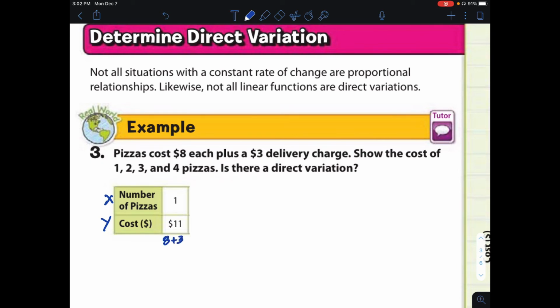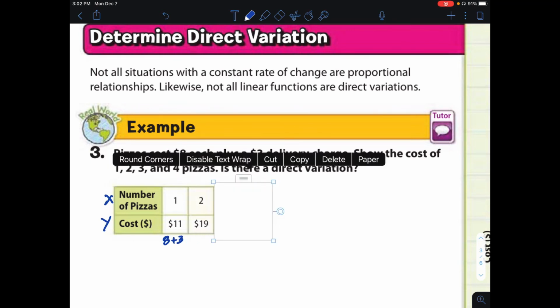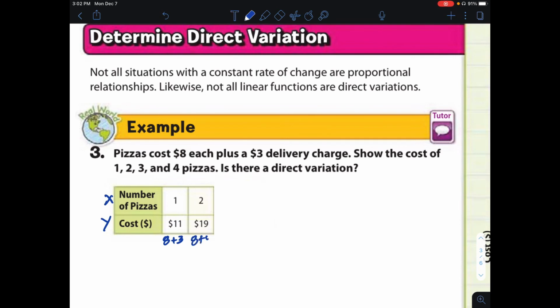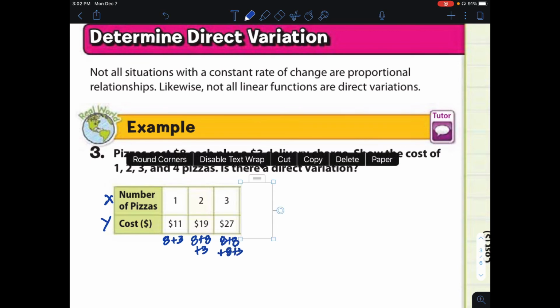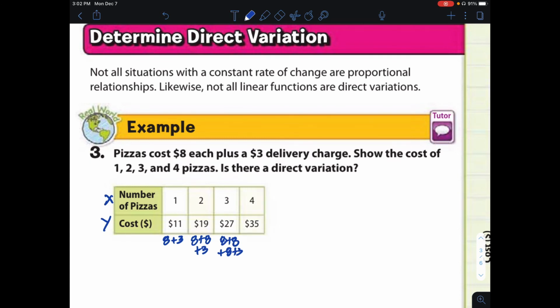plus $3 delivery charge. If you order two pizzas, it's going to be $19 because it's going to be 8 plus 8 plus 3. Same thing if you order three pizzas, it's going to be 8 plus 8 plus 8 plus 3. That's why it becomes 27. And finally, the same principle is applied. It's going to be 8 plus 8 plus 8 plus 8 plus $3 delivery, which will give you $35.